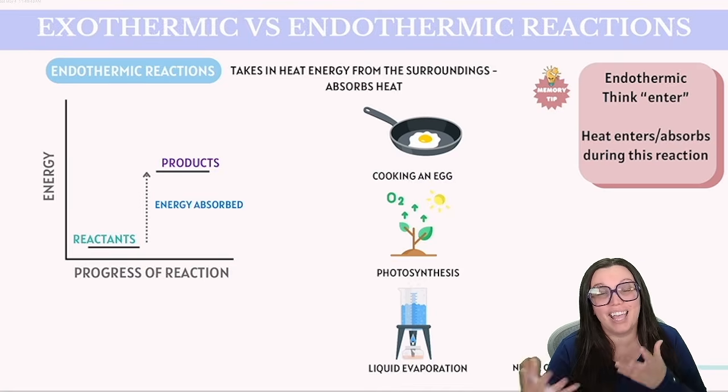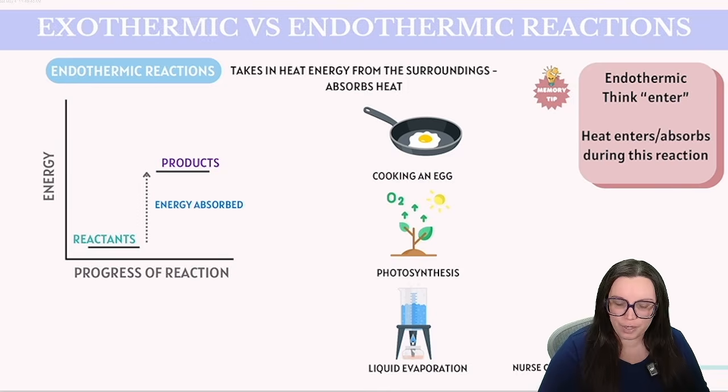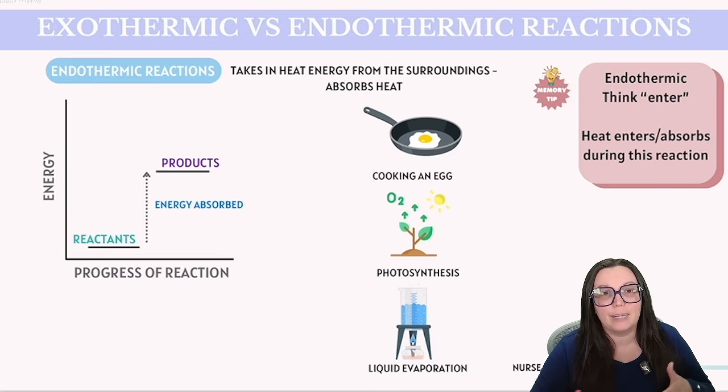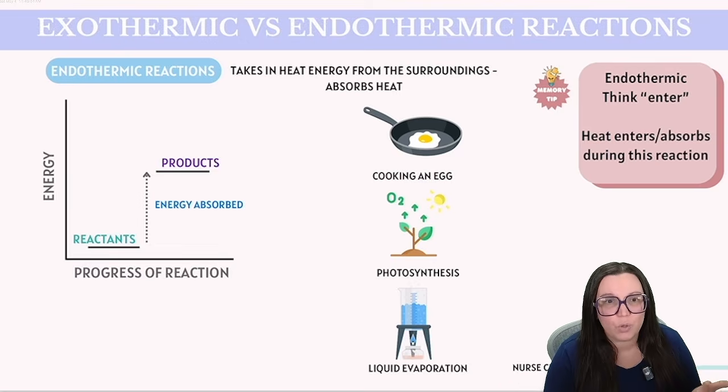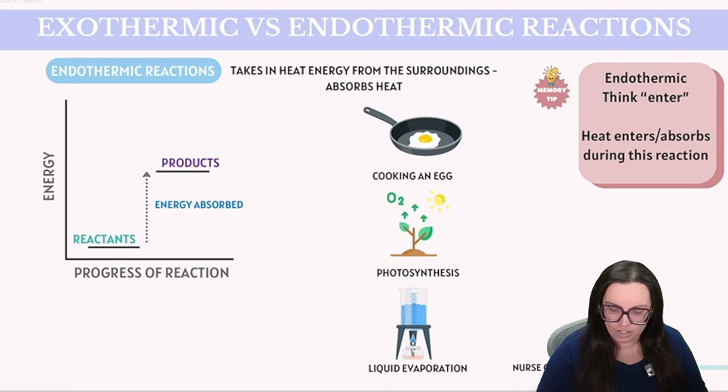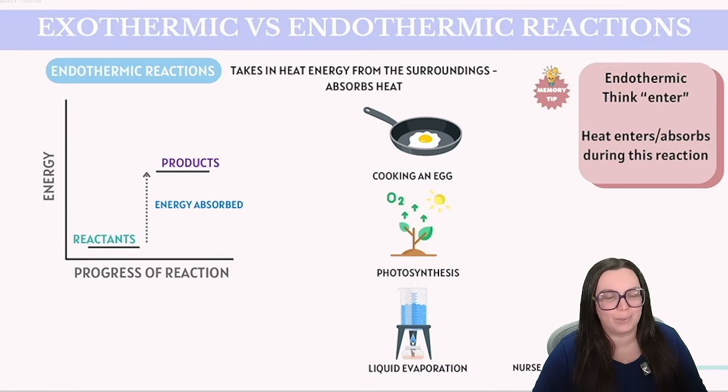Primary examples of endothermic reactions could be the cooking of an egg. As the temperature increases when the egg is being cooked, the heat is being absorbed from the pan into the egg, making this an endothermic reaction. Most other common reactions you might see are photosynthesis reactions as well as liquid evaporation.